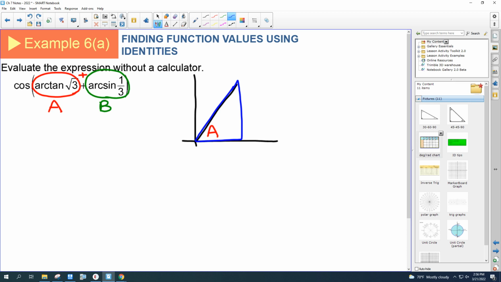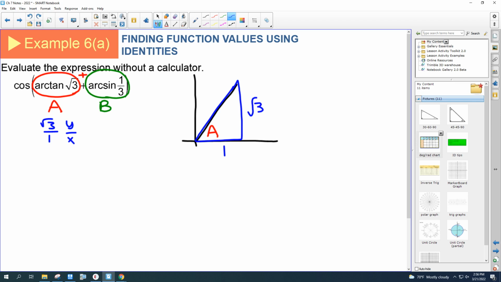Now we've got the tangent ratio. I know it doesn't look like it, but the square root of 3 we would think of as square root of 3 over 1. We want it to be a fraction so we can get that ratio. We know tangent is y over x. So I've got these two sides right there, y and x.